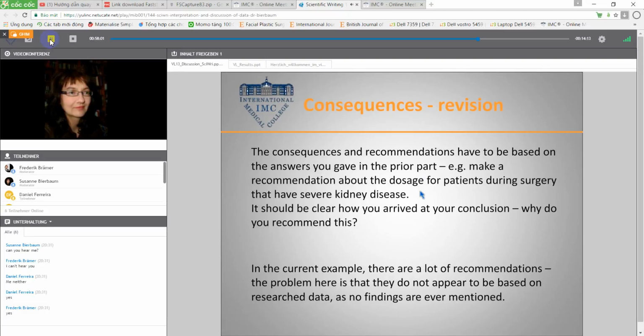This means it has to be taken into consideration, and based on the measurements I have and how fast it's metabolized, I can make this recommendation about the dosage for patients.